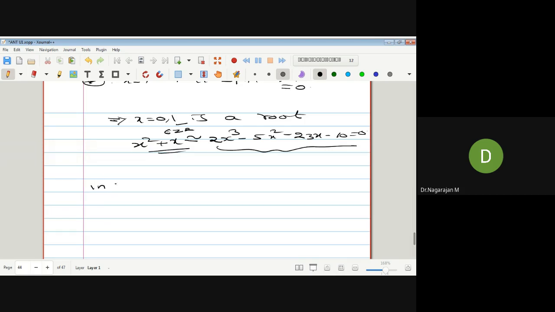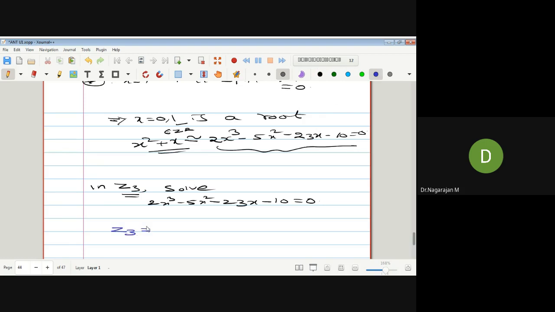In Z3, solve 2x cube minus 5x squared minus 23x minus 10 equal to 0. Where? In Z3. Then how to solve? Already you know Z3 elements.